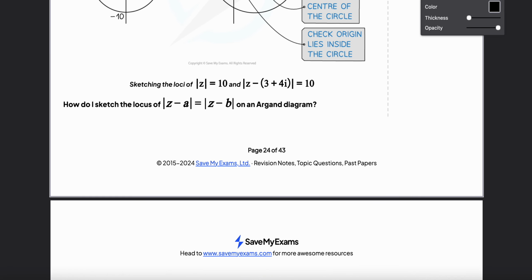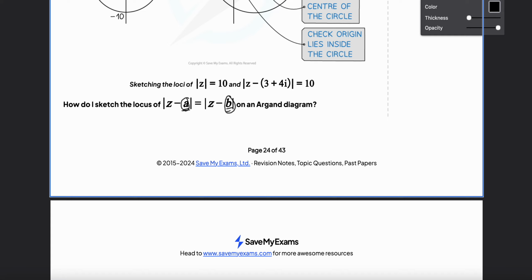How do we sketch the locus of the modulus of z minus a equals modulus of z minus b? Now this represents a perpendicular bisector between the vectors a and b. Mind you, don't view a and b as real numbers. Don't limit a and b to be real numbers only. They can be, in most cases, vectors, complex numbers, sorry. So I have a and b being complex numbers, right?